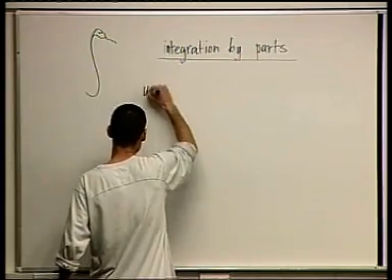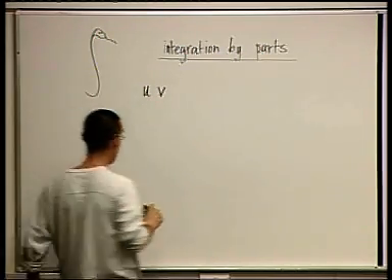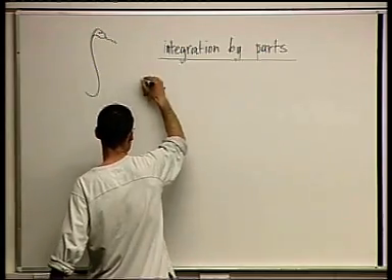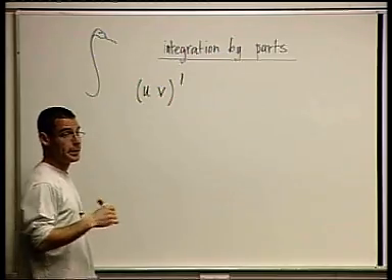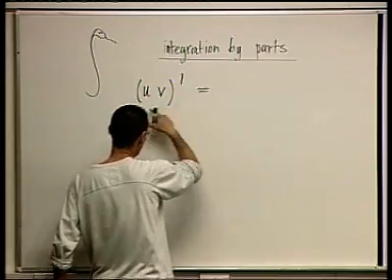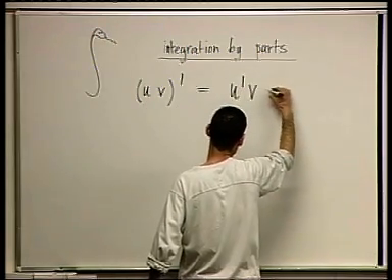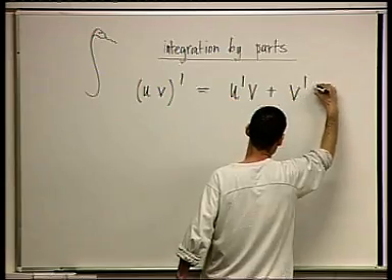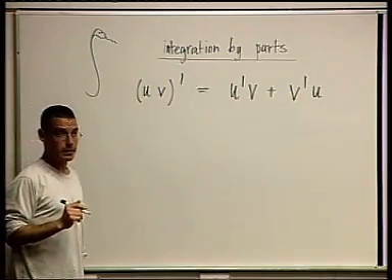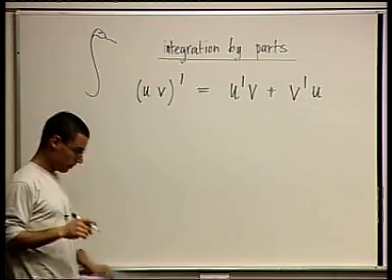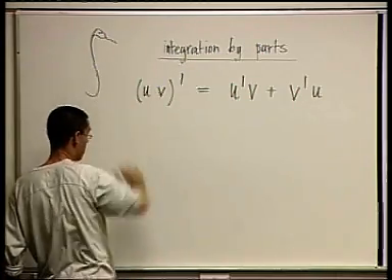So suppose you have U and V. These are now functions. And you multiply them, and you take the derivative. By the product rule, we know that this gives you U prime V plus V prime U. This is the product rule for derivatives. Everybody remember? Okay. Now, we're going to feed this to the snake.